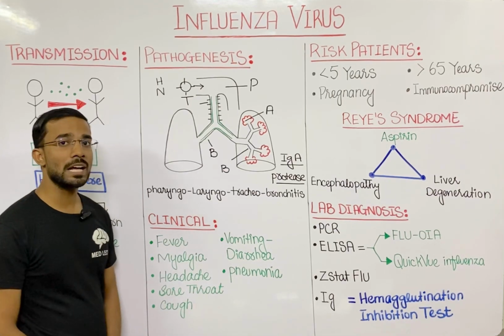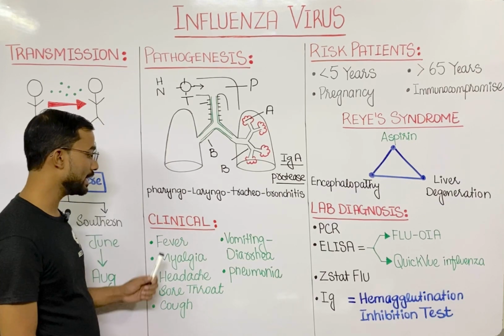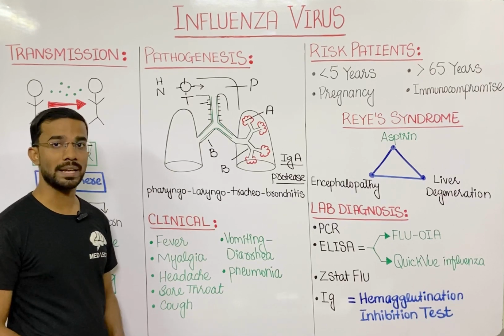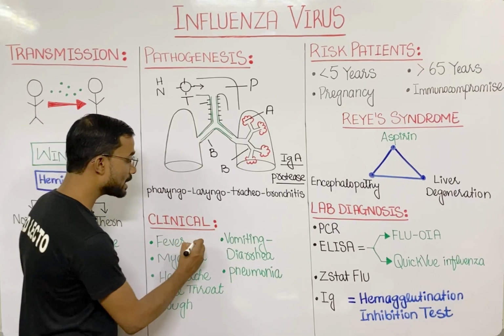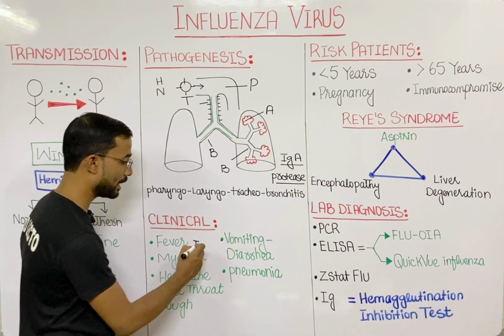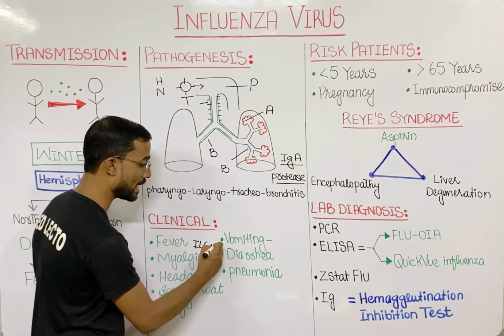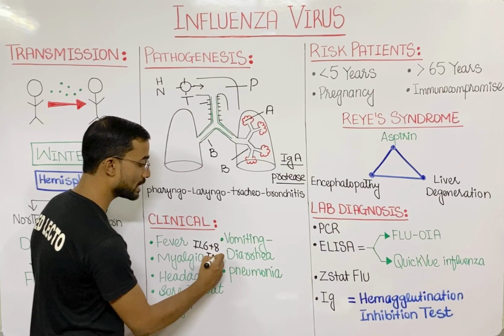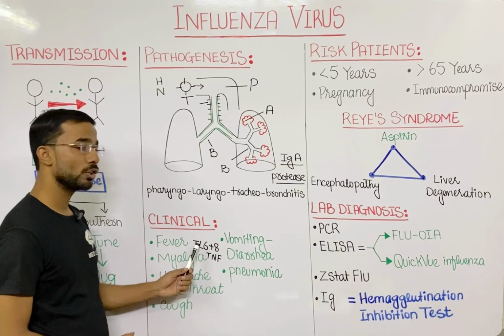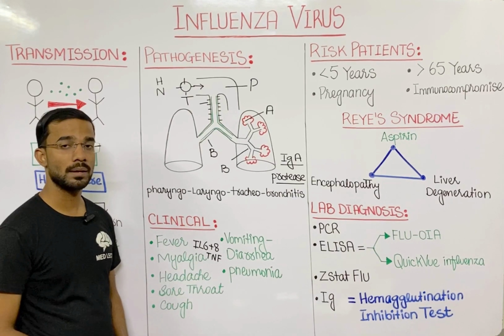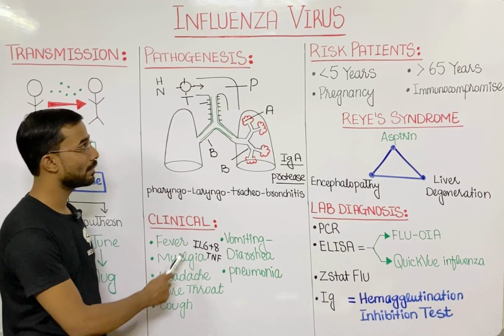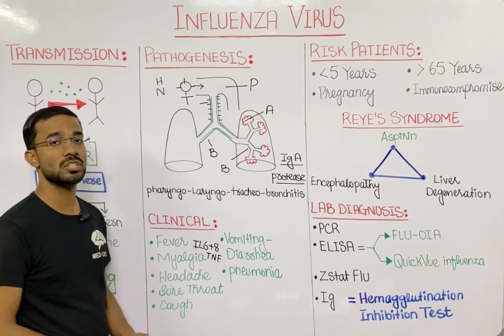If we look at the clinical manifestations, you will see fever. You can also see myalgia, muscle pain. This is mostly seen due to the increased level of interleukin 6 and 8 and tumor necrosis factor in the blood. As a result, you will see muscle pain. You can also see headache and sore throat. As we have discussed, you will see the inflammation of the pharynx.